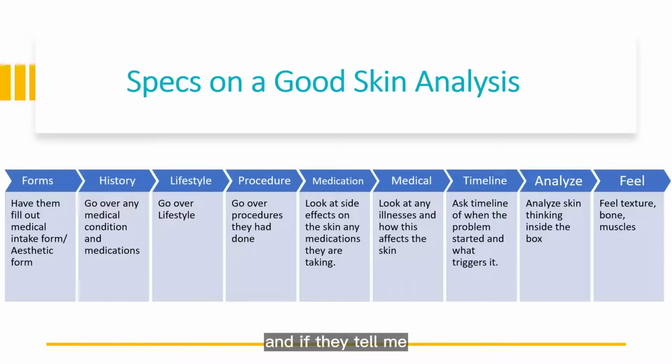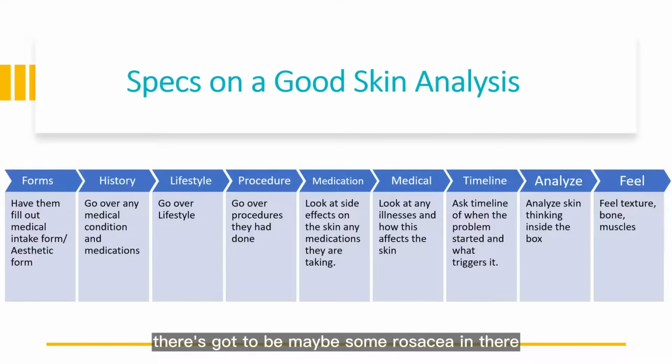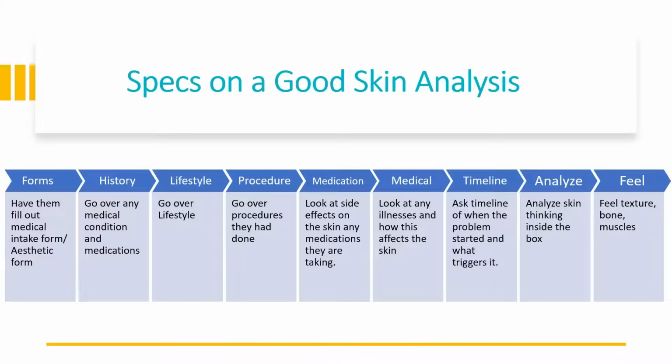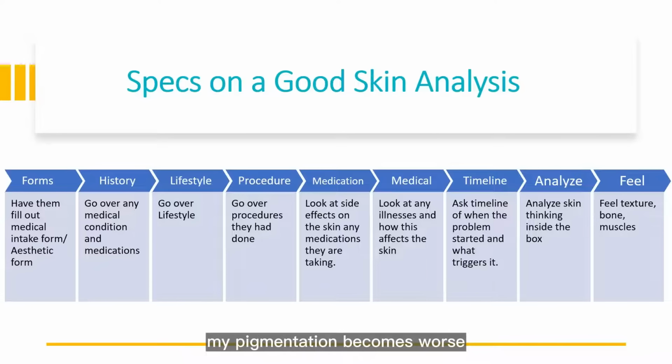And if they tell me, I get these breakouts every time I drink alcohol, okay, so I'm thinking there's got to be maybe some rosacea in there, because rosacea gets triggered by alcohol. It gets triggered by the sun. Every time I go to the sun, my pigmentation becomes worse. So we're talking about sun damage. So anything that is happening, when, how it happened, when it started, when do you see it getting better, when do you see it getting worse?